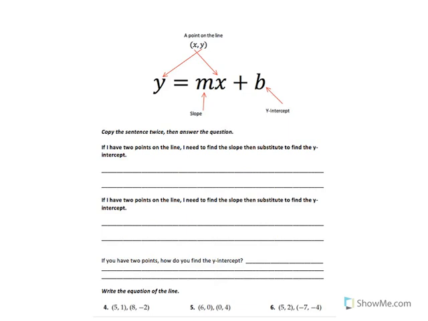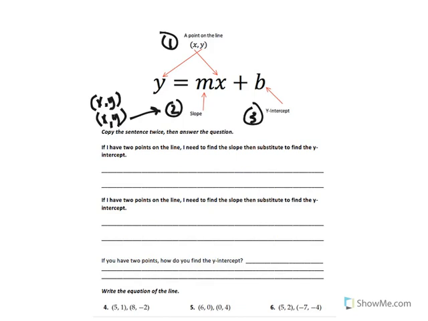Now what if I have 2 points on the line? I have the 3 parts that I need to make the equation of a line: a point, a slope, and the y-intercept. Now what if they just give me 2 of these? They give me 2 points. What am I supposed to do?